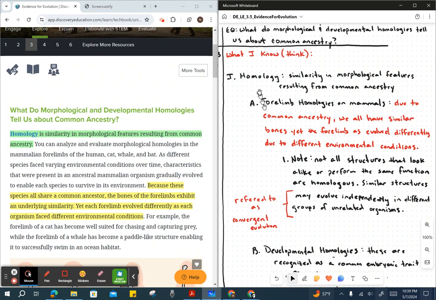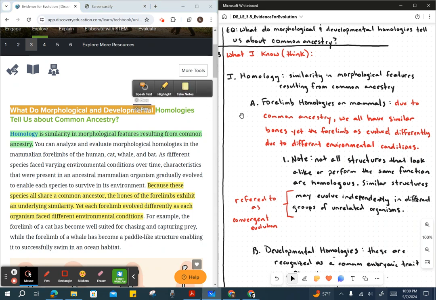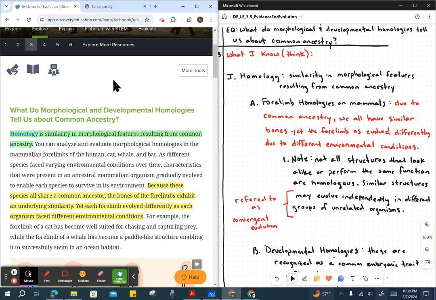Okay, well, hopefully you've got that all squared up and you've written down a few ideas about what you think. So, what is a homology? A homology is a similarity in morphological features resulting from common ancestry. It's a lot there, I know. Homo, of course, means same.